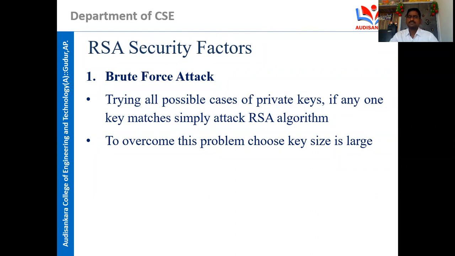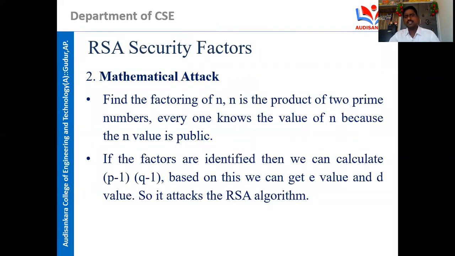So what does this mean? They will try with all possible cases of private keys. If somehow, by luck, the key matches, they can simply attack the RSA algorithm. So what do we need to do to overcome this problem? To overcome this, we have to choose a large key size. Then we can overcome this situation. And the second one is mathematical attack.